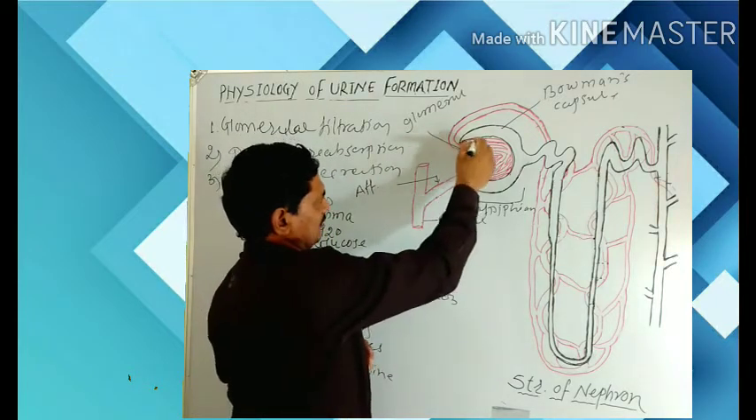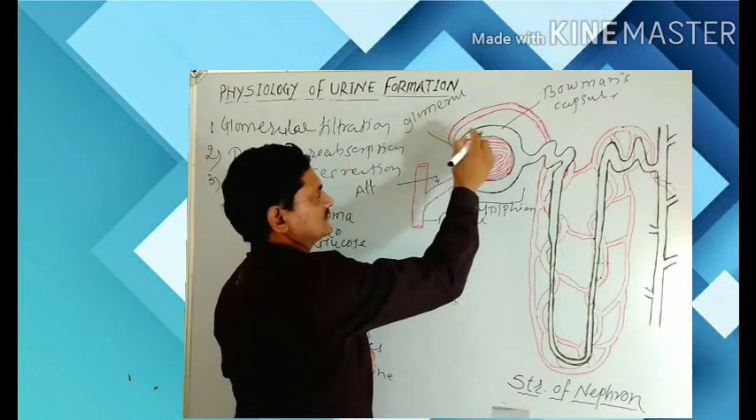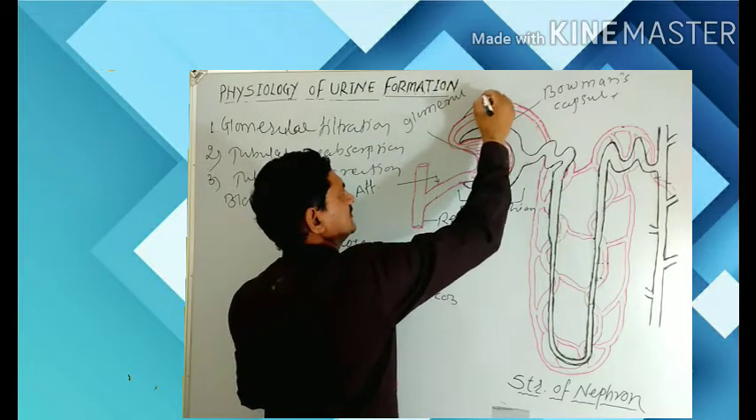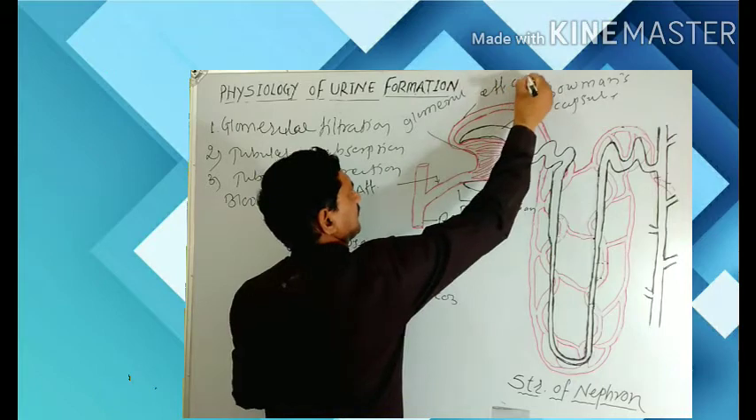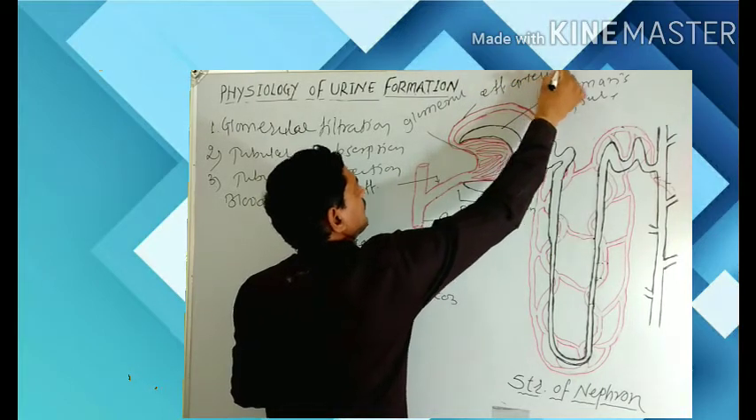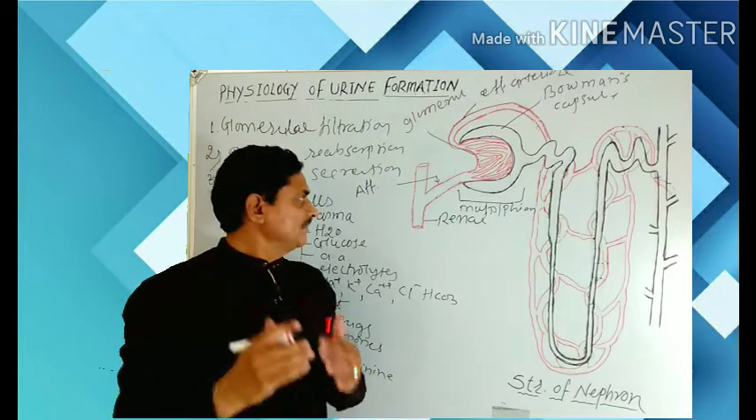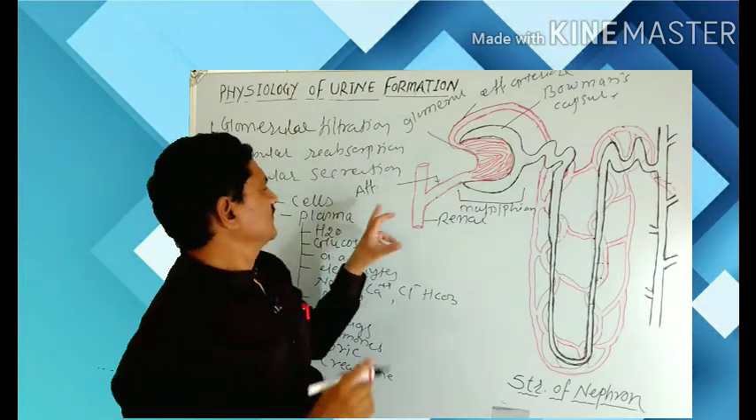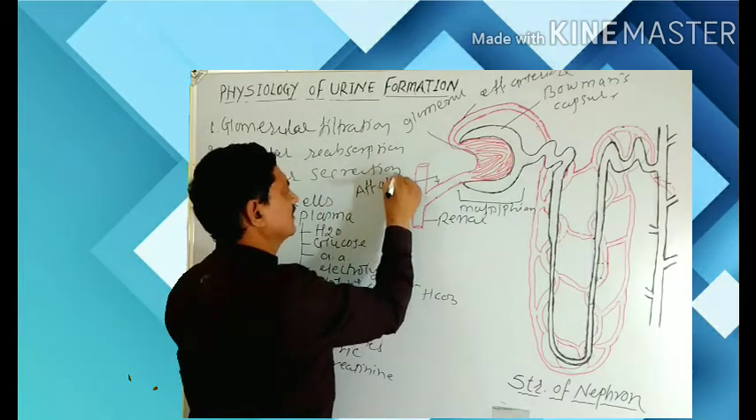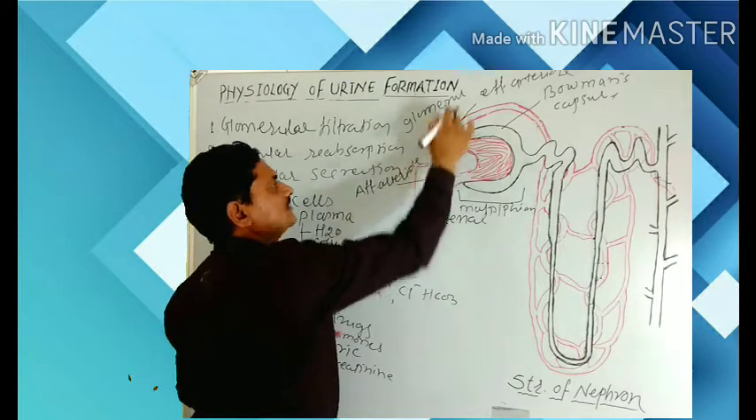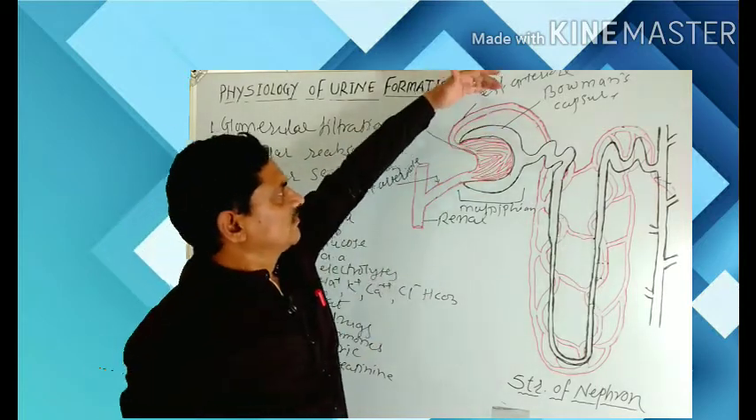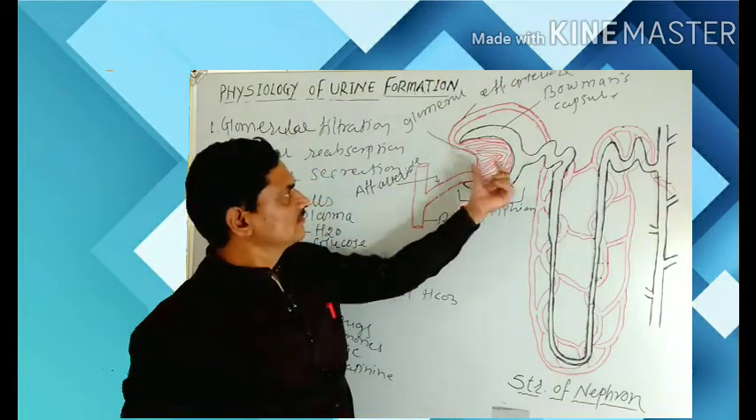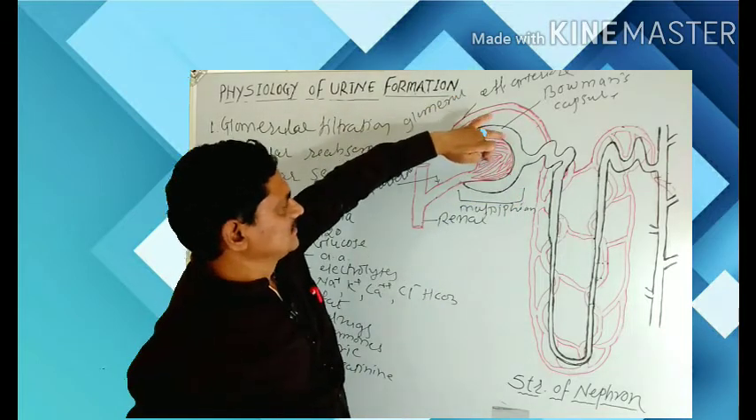This glomerulus is left by another blood capillary, which is called the efferent arteriole. So, the blood capillary which enters into the Bowman's capsule is the afferent arteriole, and the one which leaves the Bowman's capsule is called the efferent arteriole, and the mass of blood capillaries within the Bowman's capsule is called the glomerulus.